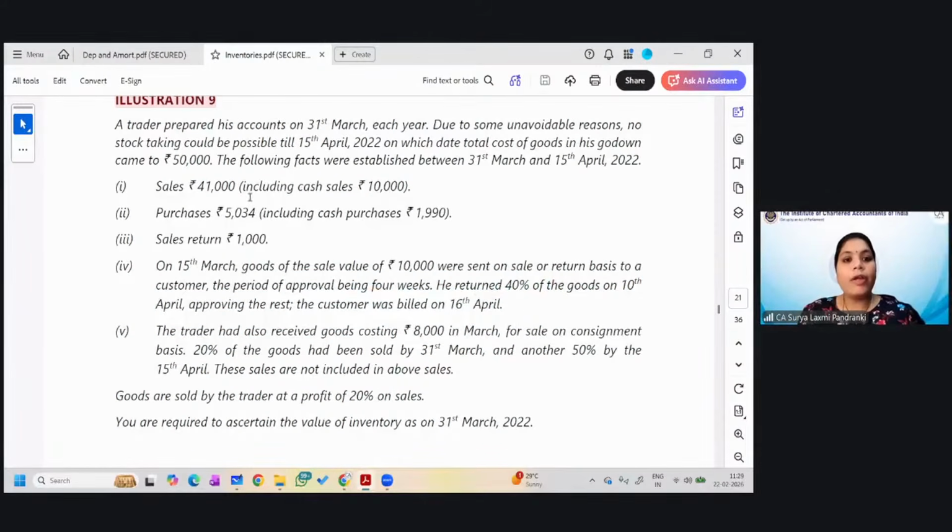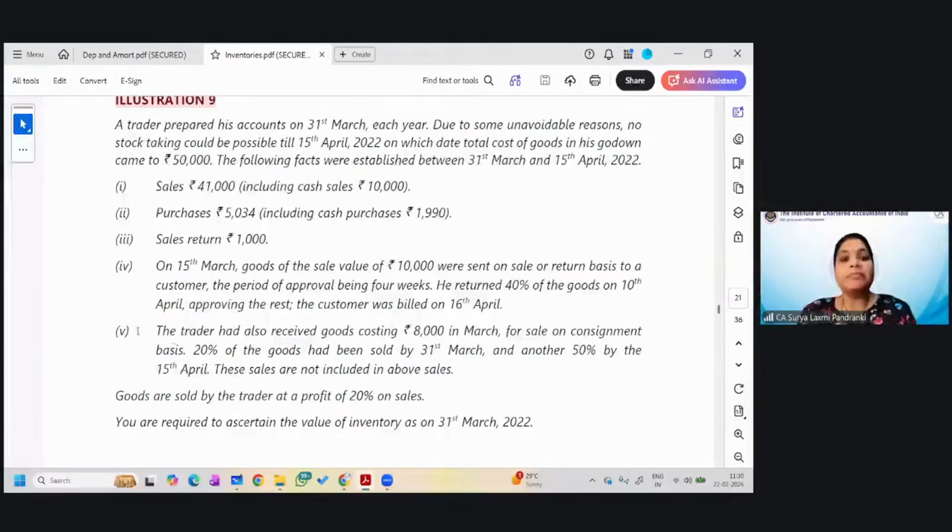It is fine. Now, when you are actually doing the physical counting, what happened? Do we have that 40% of the goods with us? Yes. Because the customer returned on 10th April, when you have done the physical count, you have that 40% of the goods left with you only, right? So they're included in the physical counting, so no issue. Now look at the next point.